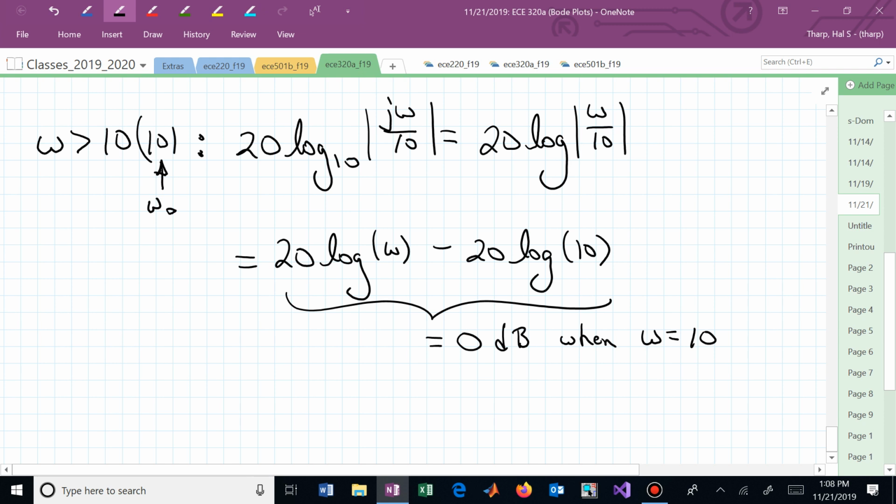And in fact, now we've basically sketched our magnitude Bode plot. Did everybody sketch that already? Or are you plugging it into your calculator? You could have it in your calculator, maybe.